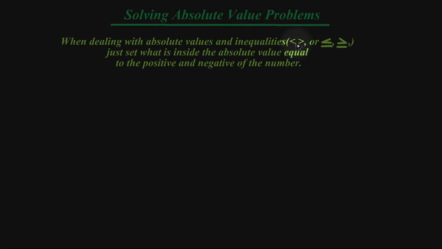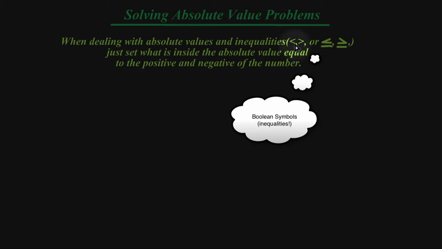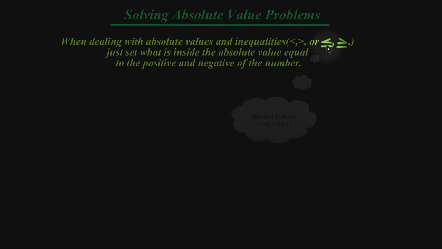What happens if I'm dealing with one of these? These are called Boolean symbols, if you ever hear that term. It's a less than, greater than, less than or equal to, or greater than or equal to. So when you see one of these, you're going to set it to the negative and the positive of what's inside the parentheses, and then solve the inequality. So what do I mean by that?